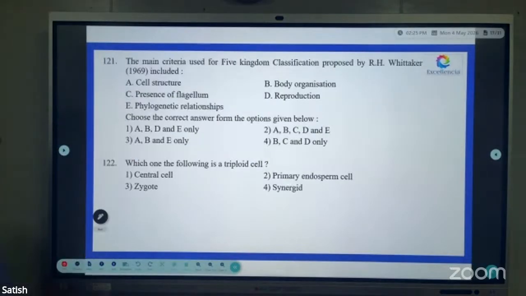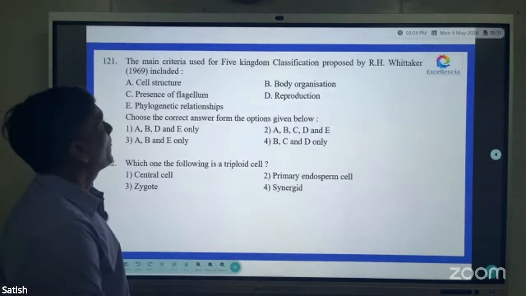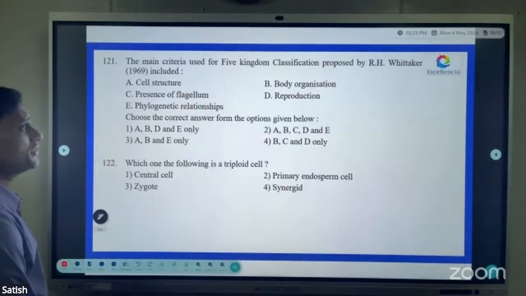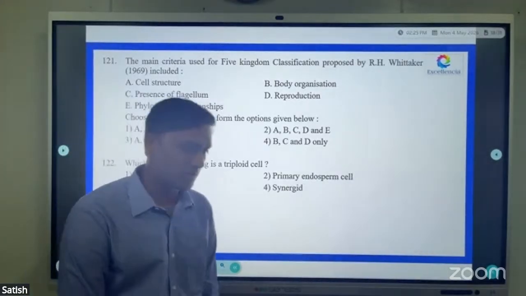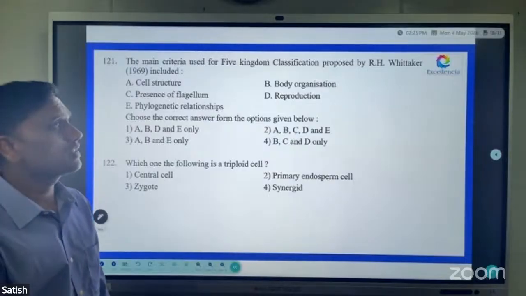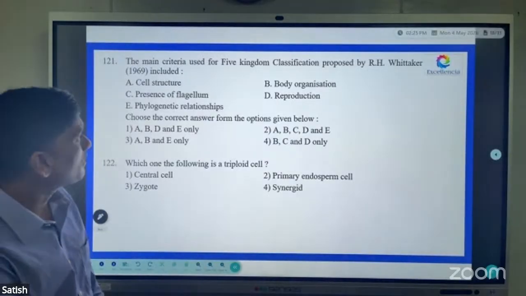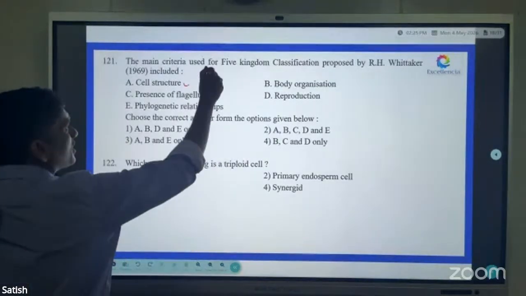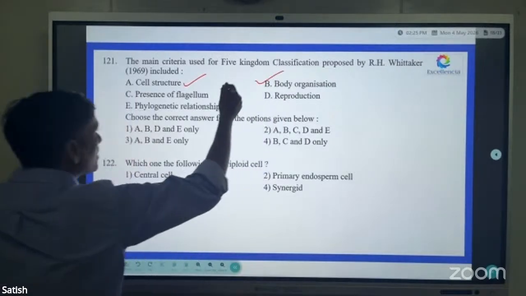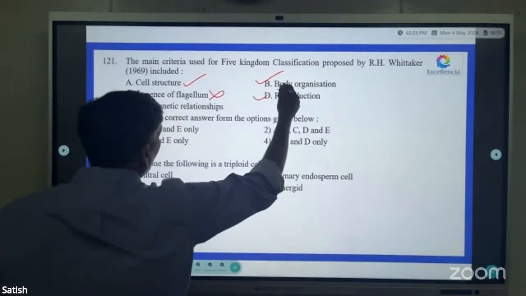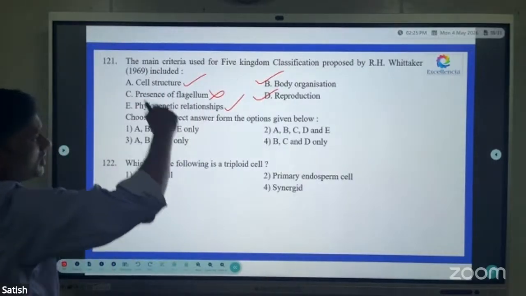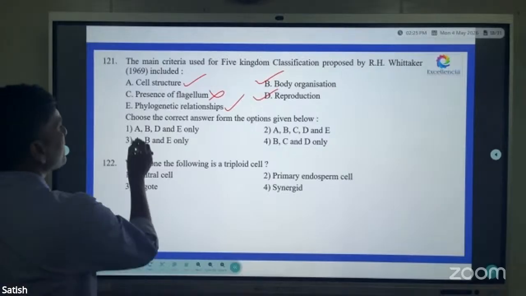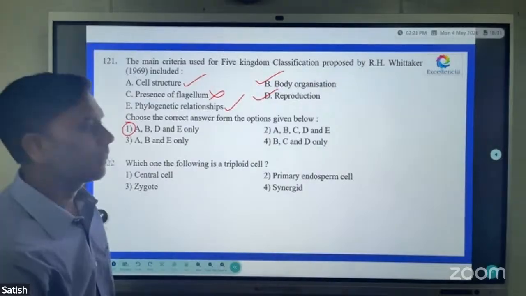Next question. Biological classification question. The main criteria used for the 5-kingdom classification proposed by R.H. Whittaker include. So R.H. Whittaker, it is the most successful system of classification. He classified the living organisms into 5 kingdoms: kingdom Monera, Protista, Fungi, Plantae, and Animalia. The major criteria followed by this classification: cell structure, yes. Body organization, yes. Presence of flagellum, no. Modes of reproduction, yes. Evolutionary patterns, yes. So the answer for this question is A, B, D, and E only. First option is the correct answer.